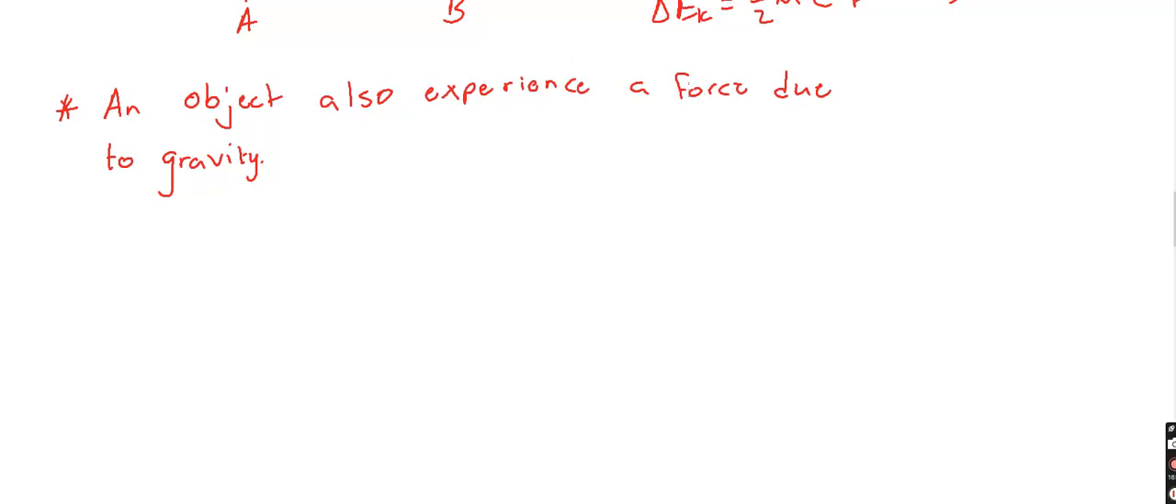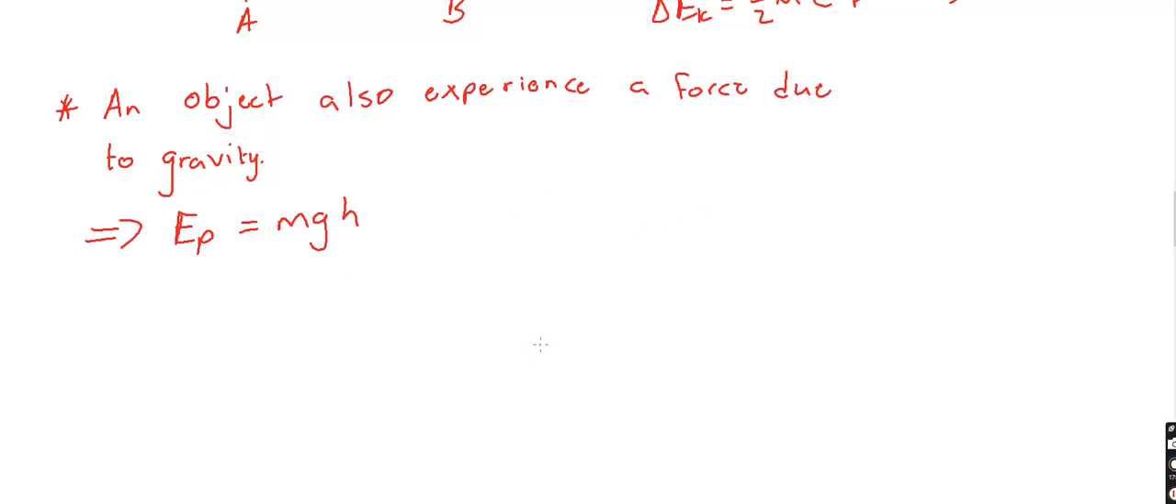Or rather, yes, a force due to gravity, right? And this then implies that we have what we call the gravitational potential energy. EP will be equal to the force of gravity, which is mg, multiplied by the height of the object.